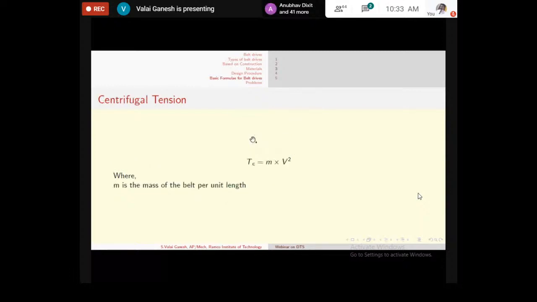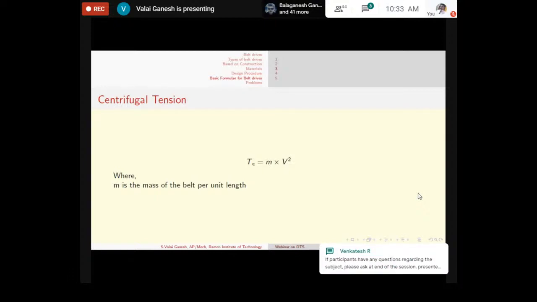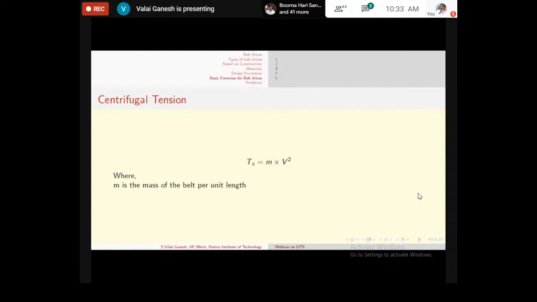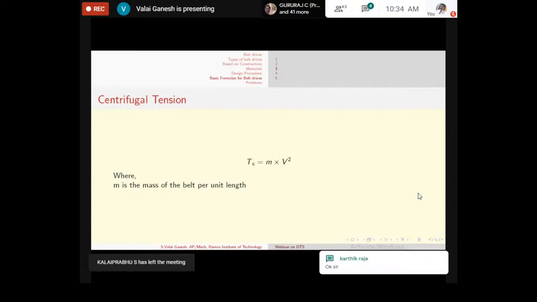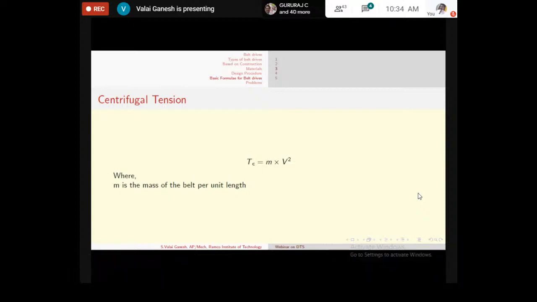As I already told earlier, whenever a rotating object comes into the picture, normally a centrifugal force is exerted. It is indicated by the letter T suffix C, which means centrifugal tension. Tc equal to small m into v square. Small m is nothing but the mass of the belt per unit length. This can be calculated by mass equal to density into area into length. From that equation we can find the value for mass, and v is the velocity of the drive. Again, the standard formula for velocity is pi d n by 60.